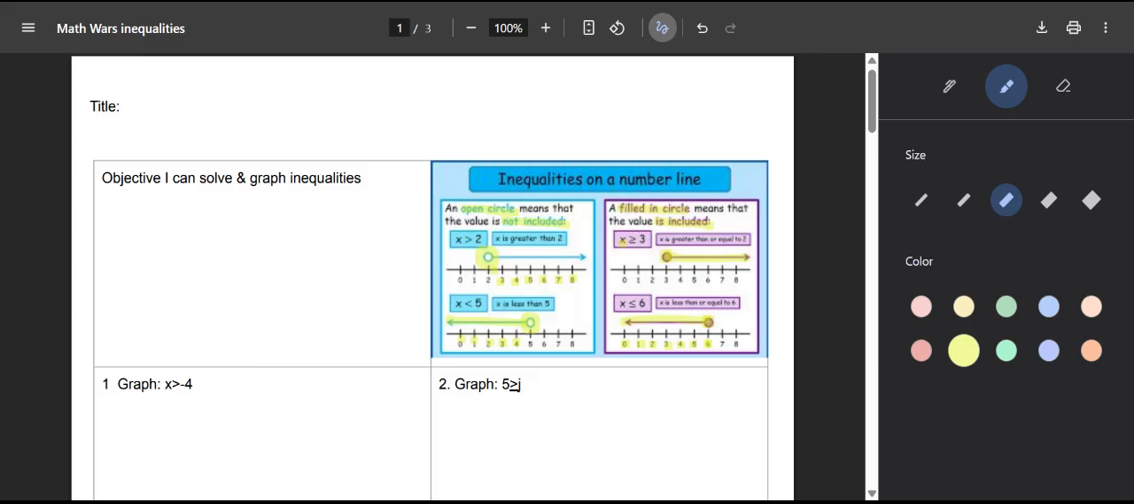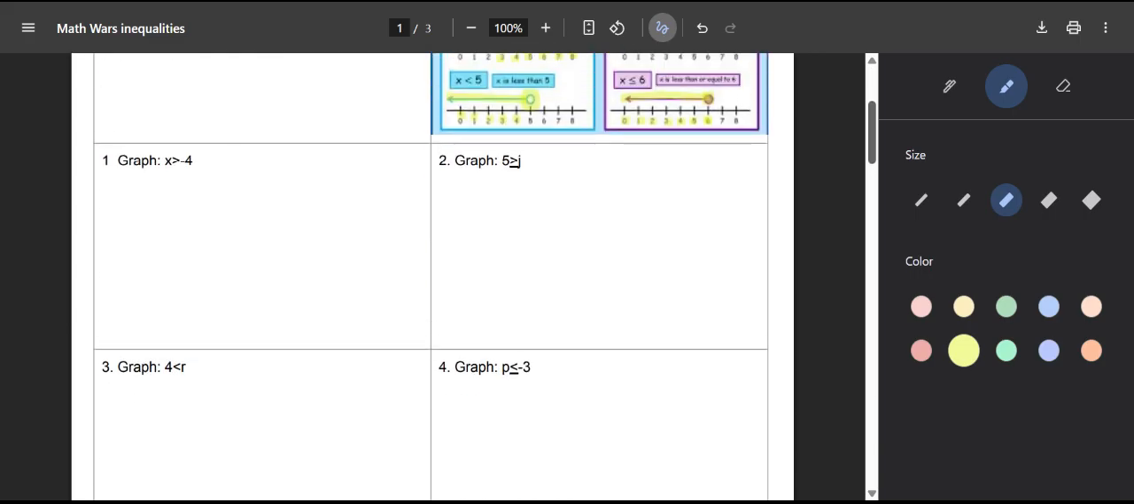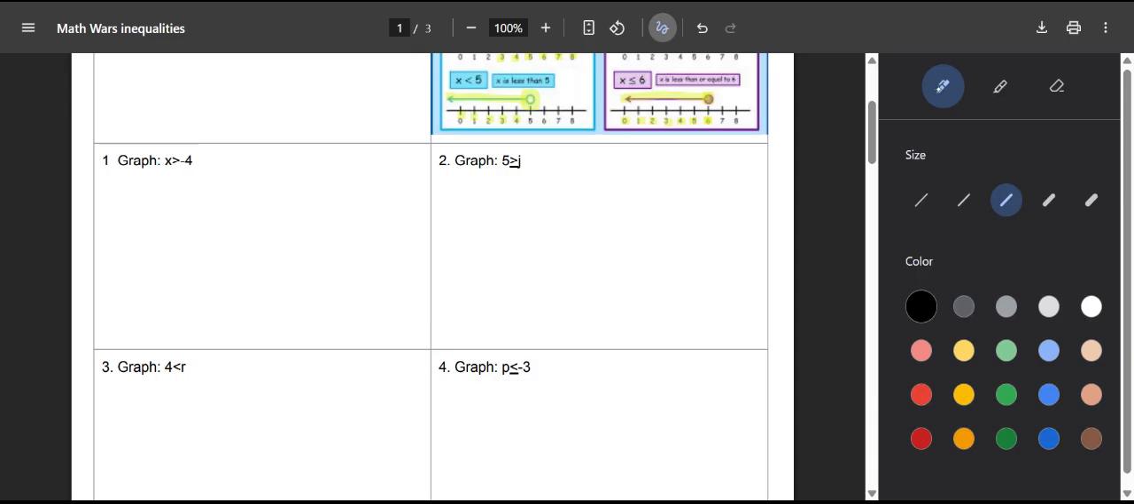Okay, so let's look at number 1. We're being asked to graph x is greater than -4. So we'll draw our number line, put in a 0, put in a -4. That's what we're worried about. X is greater than -4. It is not equal to. So we're going to use an open circle and shade everything to the right.